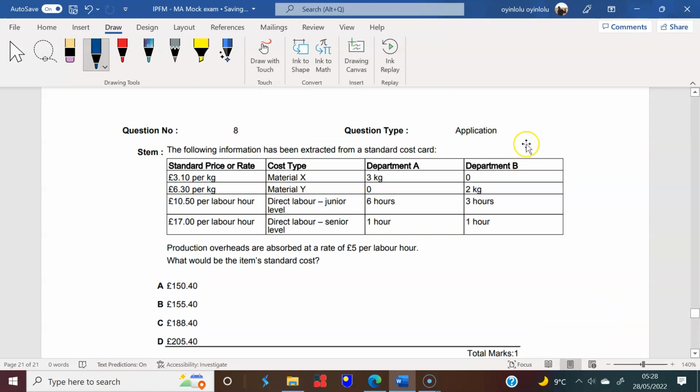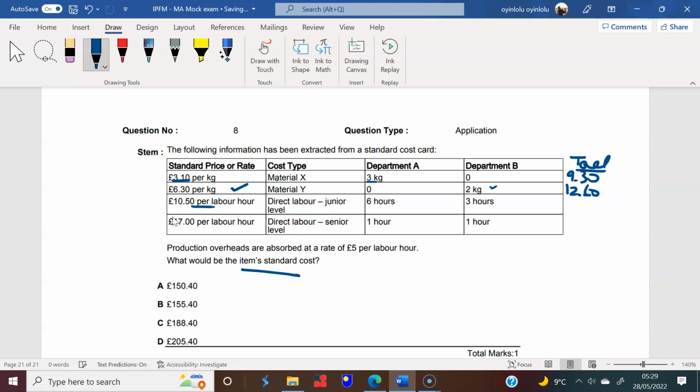Right, okay, let's look at this. This wants us to look at a bit of absorption costing, but they want to know what the item's standard cost is. So let's find the total cost. I'll just do it on this side, total. What do I have here? £3.10 times 3 kilograms, which is £9.30. Then I have £6.30 times 2, which is £12.60.